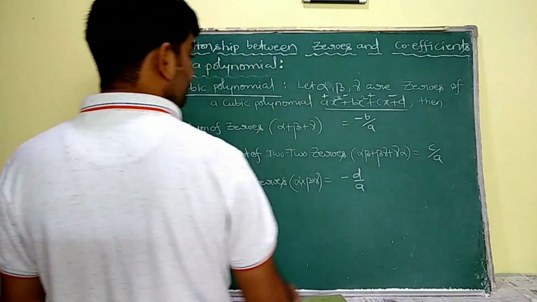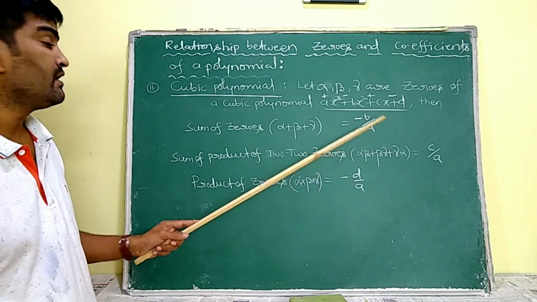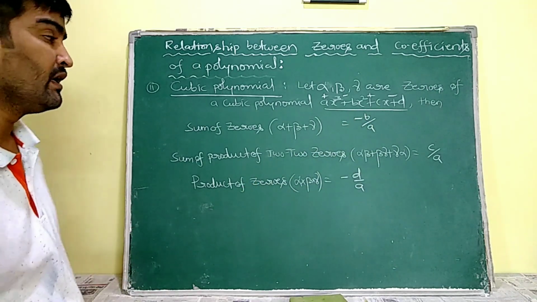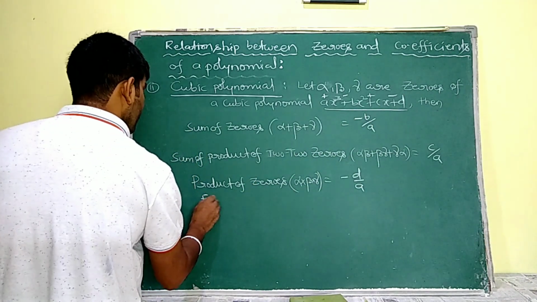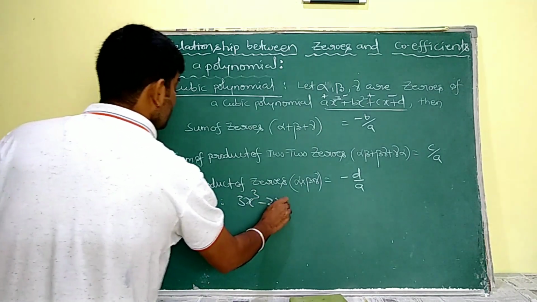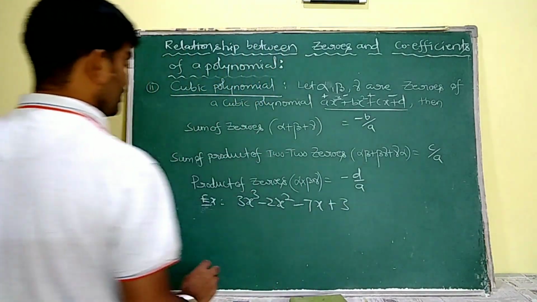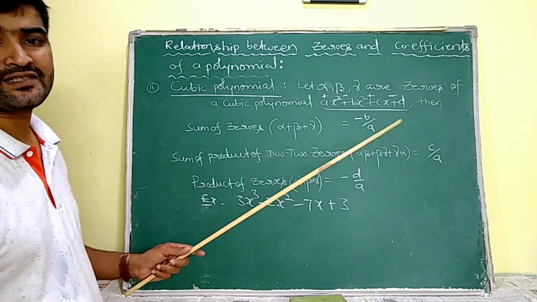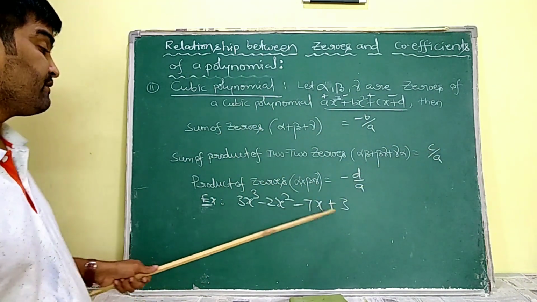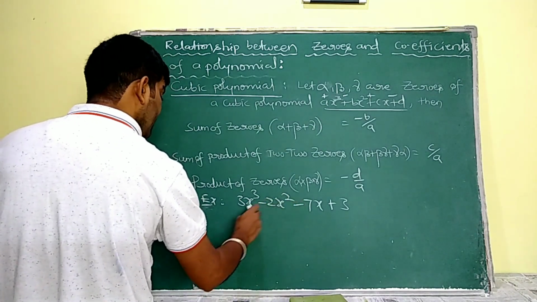Okay, this is the procedure to remember the sum of zeros, the sum of product of two zeros, and the product of zeros of a cubic polynomial. Let us suppose one example: 3x cube minus 2x square minus 7x plus 3 is the cubic polynomial. If I want to calculate the sum of zeros, sum of product of two zeros and product of zeros of this cubic polynomial, let's suppose alpha, beta, gamma are the zeros of this.